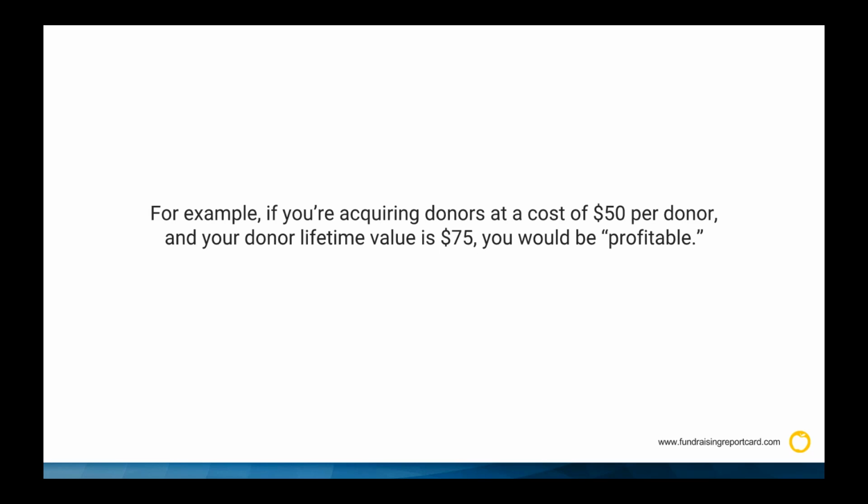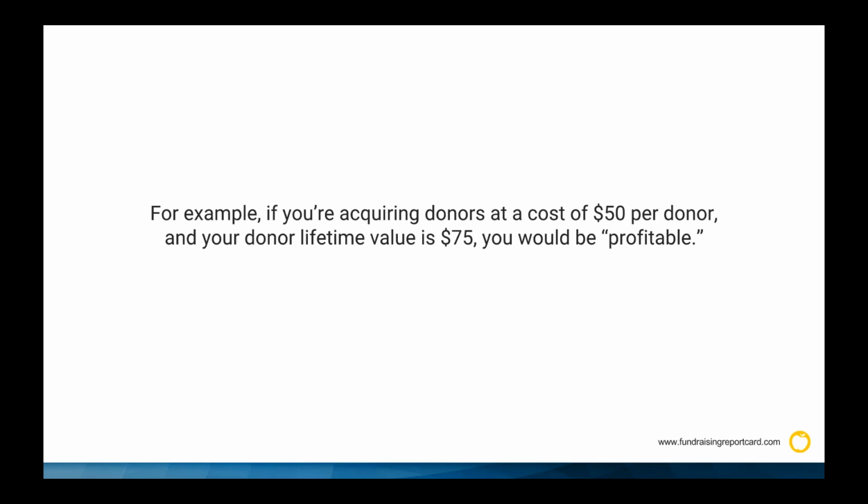The example here is if you're acquiring donors at a cost of $50 per donor, and your donor lifetime value of that segment of donor is $75, you would be profitable. Think about this just for a moment. If you're acquiring new annual fund donors, for example, and it costs you $50 per donor to get the mailing sent out, and the average donation amount you get back from that appeal is $20, you would immediately think, well, we lost money on that investment. We spent $50 to acquire that donor, and they only donated $20.